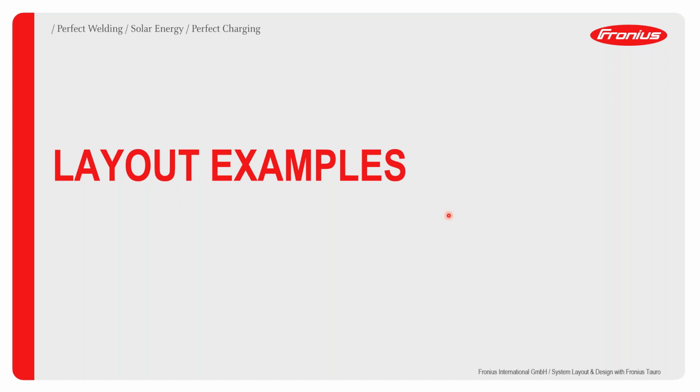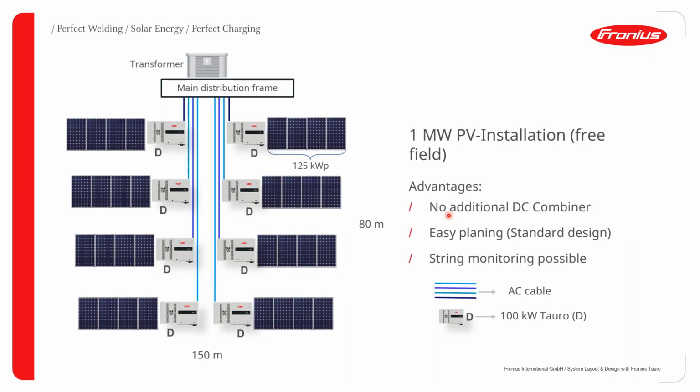Moving on to the next section, which is your layout examples. So this is the first example where you've got multiple PV fields, and each PV field is about 125 kilowatt peak. And in this particular example, we're using 100 kilowatt Tauro inverters. So remember, the Tauro inverter has 1 tracker. But here you can see what I'm doing with 1 tracker. I have 8 inverters, so technically I have 8 trackers.